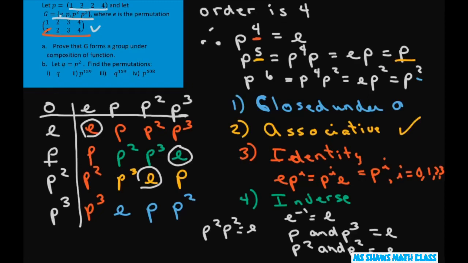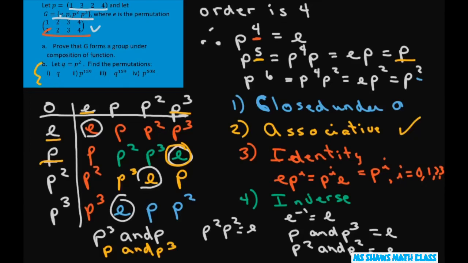And anything else? Let's see, what is this one? P cubed and P are inverses. So all you're doing is looking at the E's. Here's an E, so these two are inverses. So you can write P and P cubed as well. You can switch them around. All right. And now, given that we know all this, we're going to do part B.